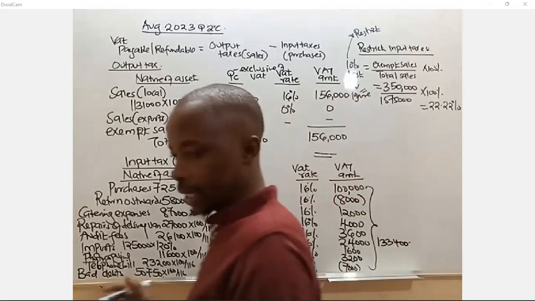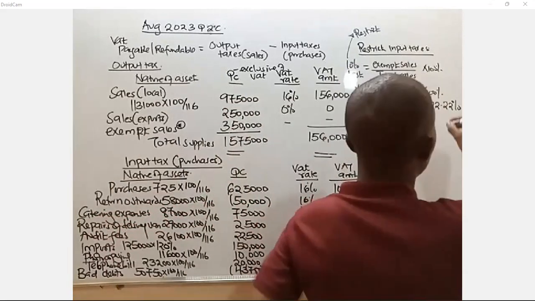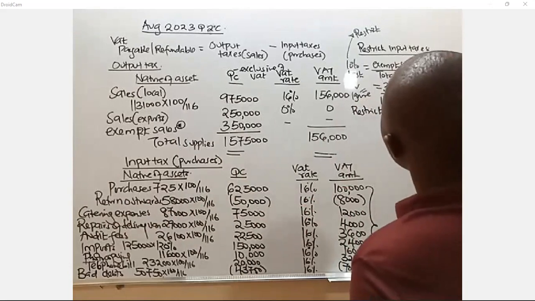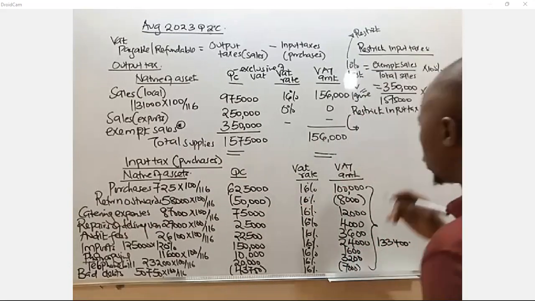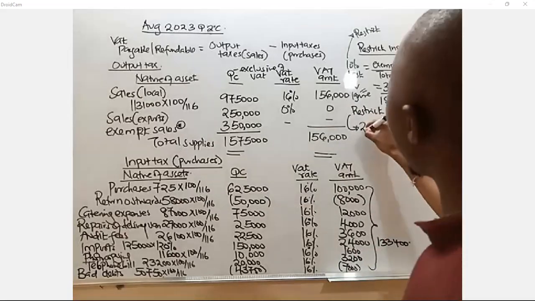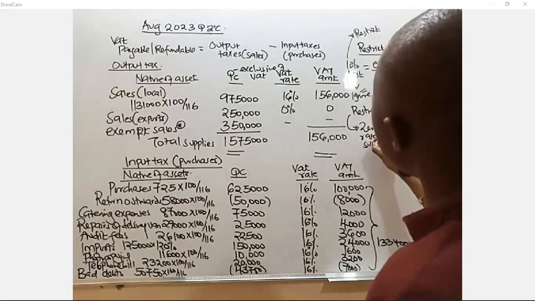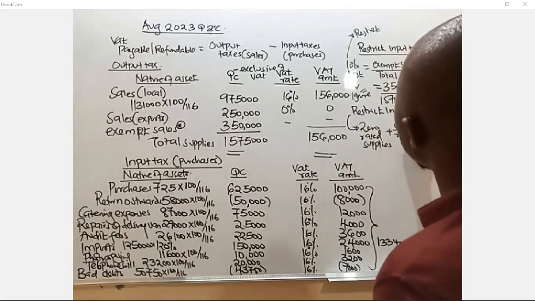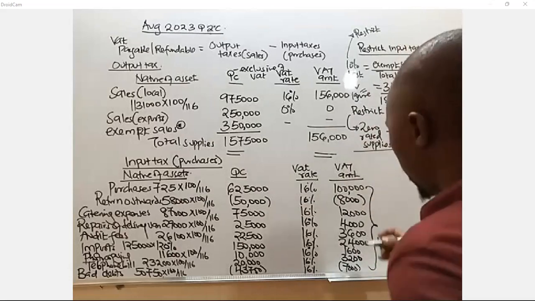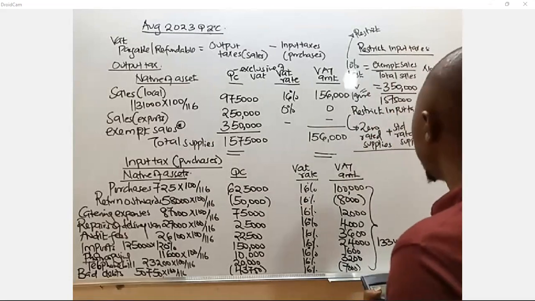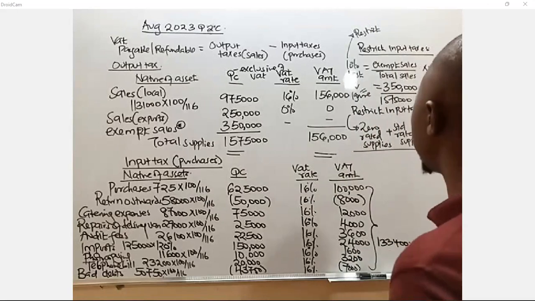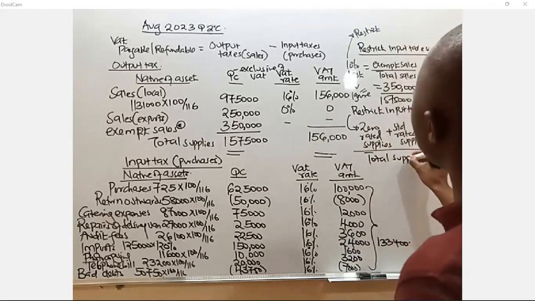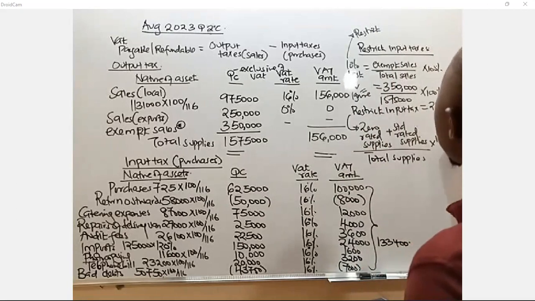22.22%. So in this case, you can say, let us restrict. I can write here, restrict input tax. So how do we normally restrict here? If we want to restrict the input taxes, let us take our zero-rated supplies plus standard-rated supplies. We divide it by the total supplies. Then we multiply by the input tax.